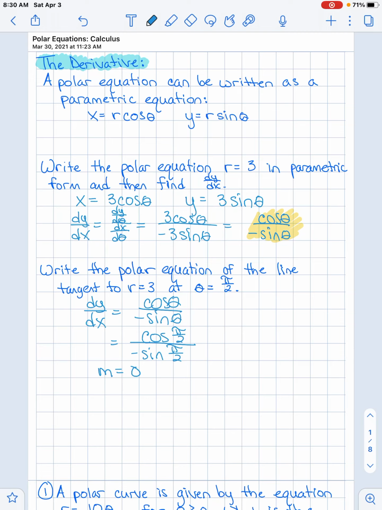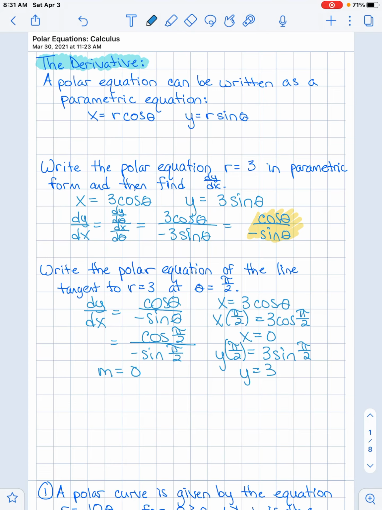The other thing I need to find is the x and the y value. So if I know what x is, 3 times the cosine of theta. So in our case, x of pi over 2 is 3 times the cosine of pi over 2. Well, we just figured out before the cosine of pi over 2 is 0, so the x coordinate is 0. Now if I find y of pi over 2, I'm going to take 3 times the sine of pi over 2. All right, so I get y equals 3.